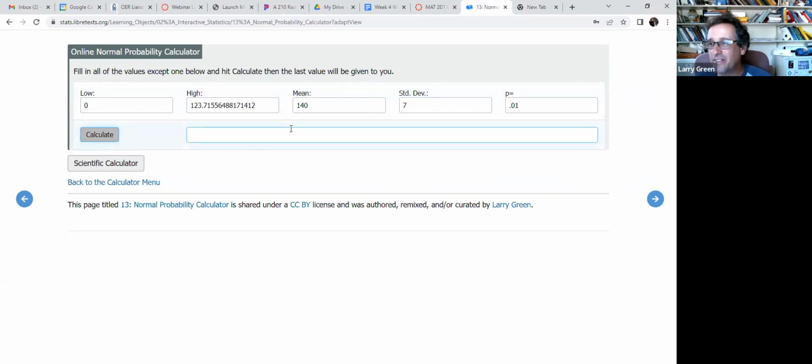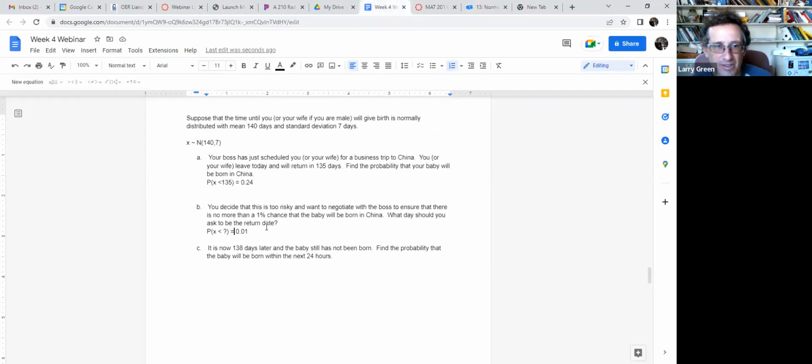So when should you return? After how many days? 123. This is one that you probably don't want to round, because 124 is going to be slightly higher than 1%, and you want to be slightly lower because that's what the question said. So return in 123 days. Any questions on this example?